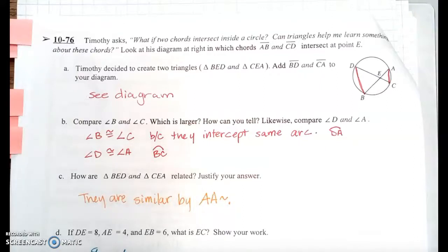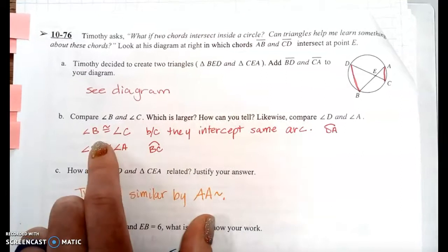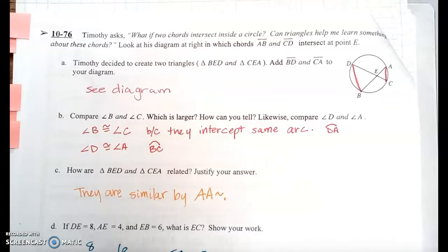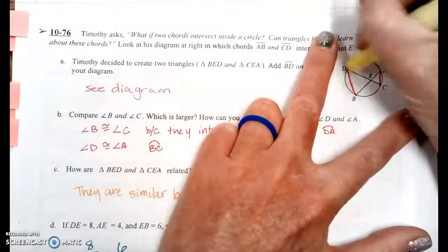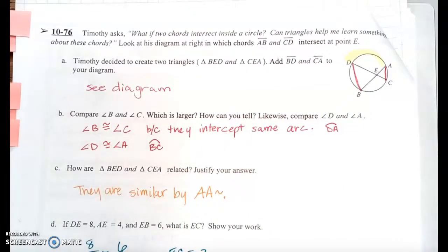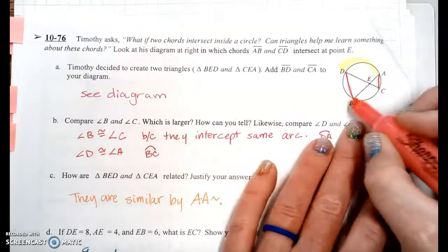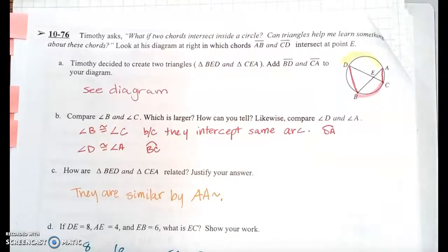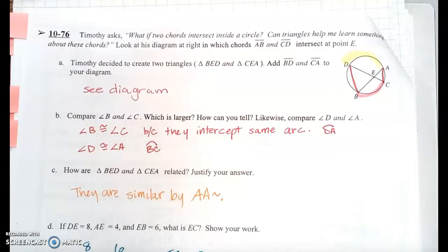Compare angle B and angle C. Which is larger? How can you tell? Likewise, compare angle D and angle A. Angle B and angle C are going to be congruent because they intercept this same arc over here. We'll call it arc DA. And then we want to compare angle D and A. We're going to say that they're congruent because they share this arc over here, arc BC. So if they share the same arc, their angle measure is going to be the same.